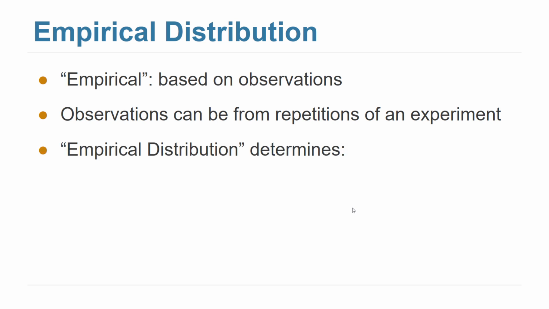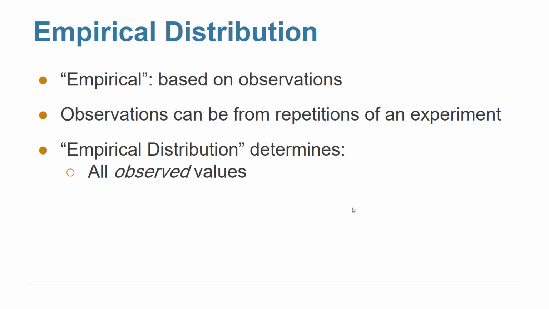So the empirical distribution determines two things. Remember, the probability distribution also determines two things: the possible values of the random quantity and their probabilities, right? Here we have all observed values of the random quantity that we are measuring. Notice the difference. In the previous slide, we saw all possible values. Here we see all observed values.